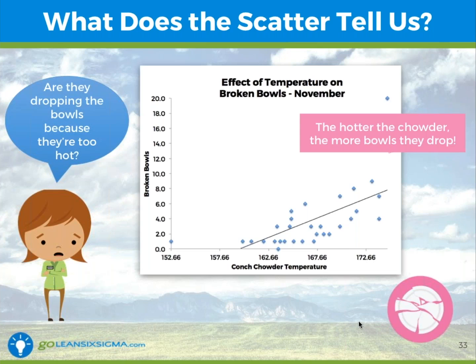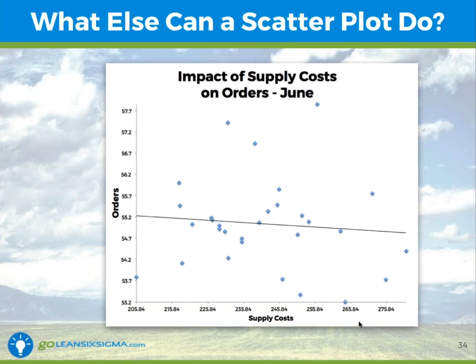And then let's ask the question, what else can scatter plots do? Of course, there may not be any correlation. I worked with a team in a hotel. They were trying to understand why their staffing model wasn't working. They didn't necessarily have the right number of people on staff at any given time of day.